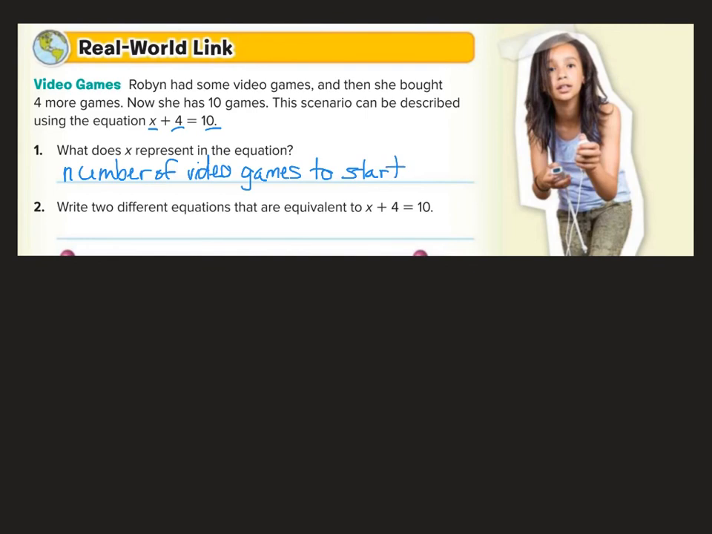That she started with. In number 2, it says, write 2 different equations that are equivalent to x plus 4 equals 10. So the solution to x plus 4 equals 10: if I subtract 4 from both sides, then x equals 6. So I have to find an equivalent equation to x equals 6. So x equals 6 is one example.